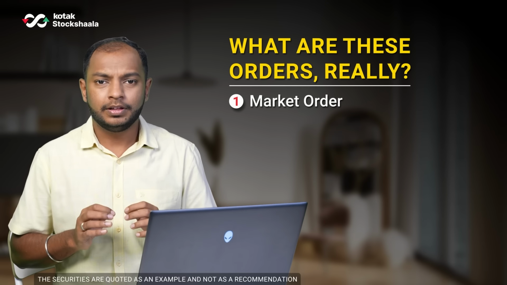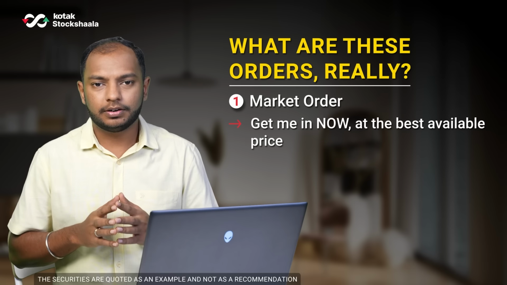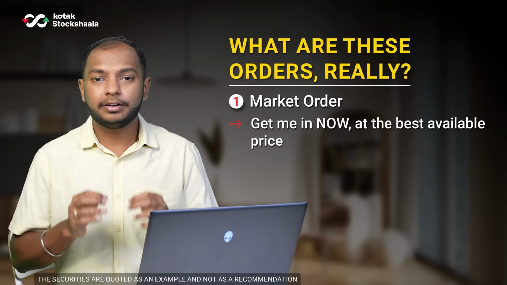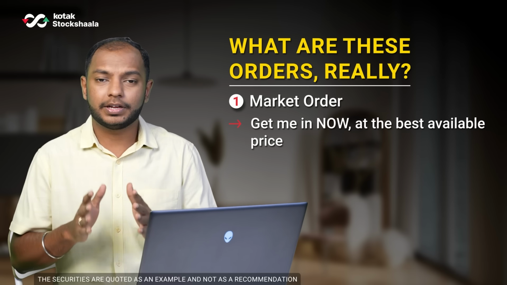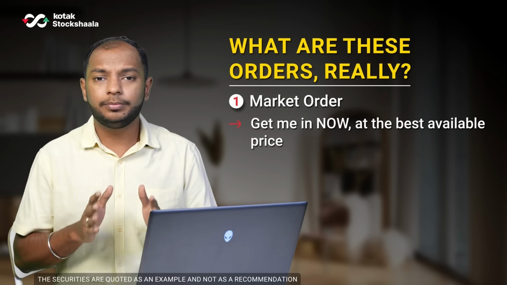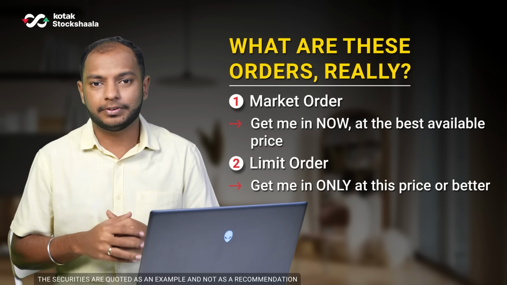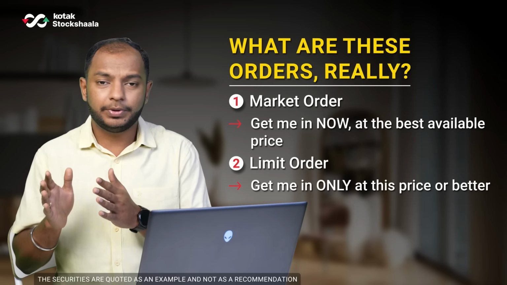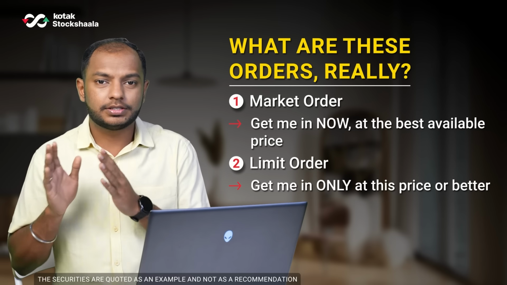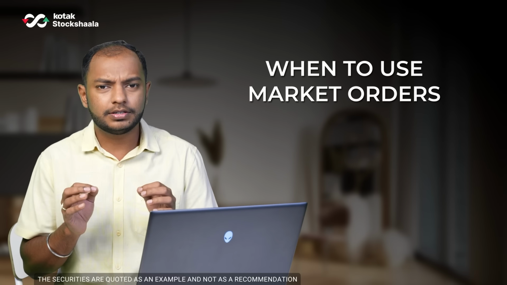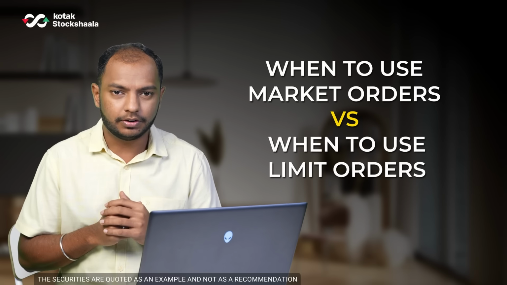A market order. Whenever you choose a market order, it is like saying, get me in now at the best price possible. Whereas a limit order says, get me in now but only at the price that I have specified. Market order equals speed, limit order equals control. Simple, right? But here is where it gets interesting. When to use market orders versus when to use limit orders.